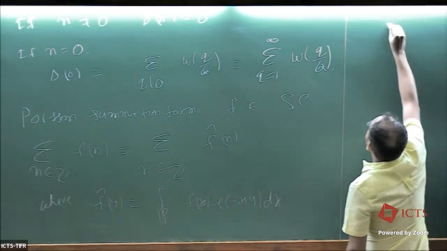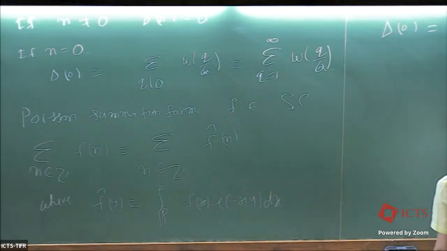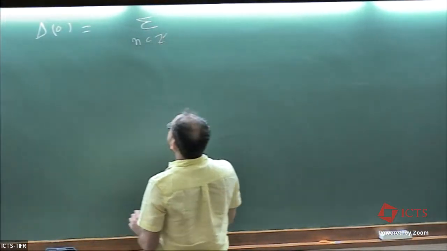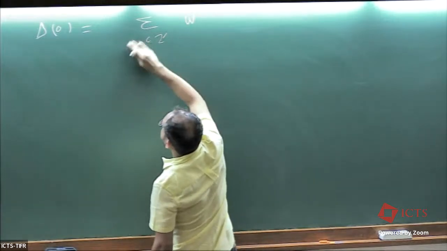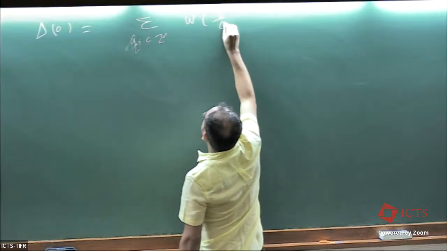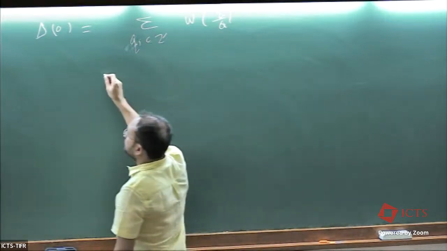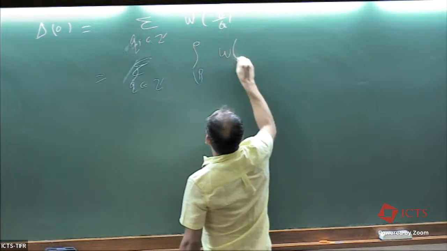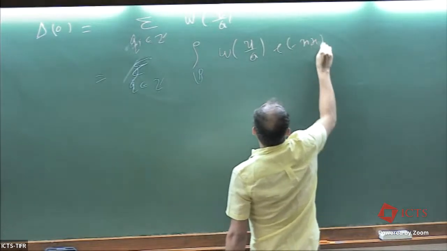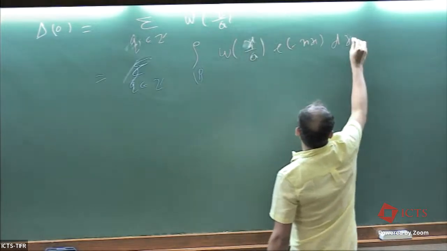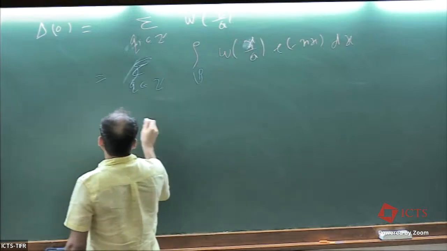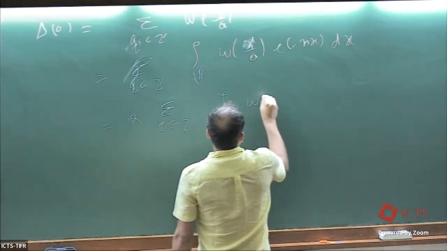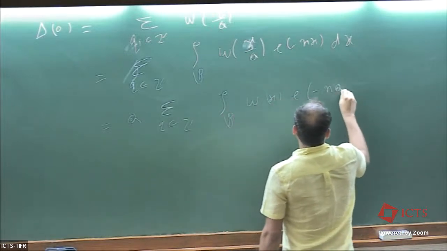So delta of 0 is the summation over n belonging to Z of w hat of n by Q. That's nothing but the summation over n belonging to Z of the integration over R of w of x by Q, e of minus nx dx. Now just change the variables. This is the same as Q times summation over n belonging to Z of the integration over R of w of x, e of minus n Q x dx.